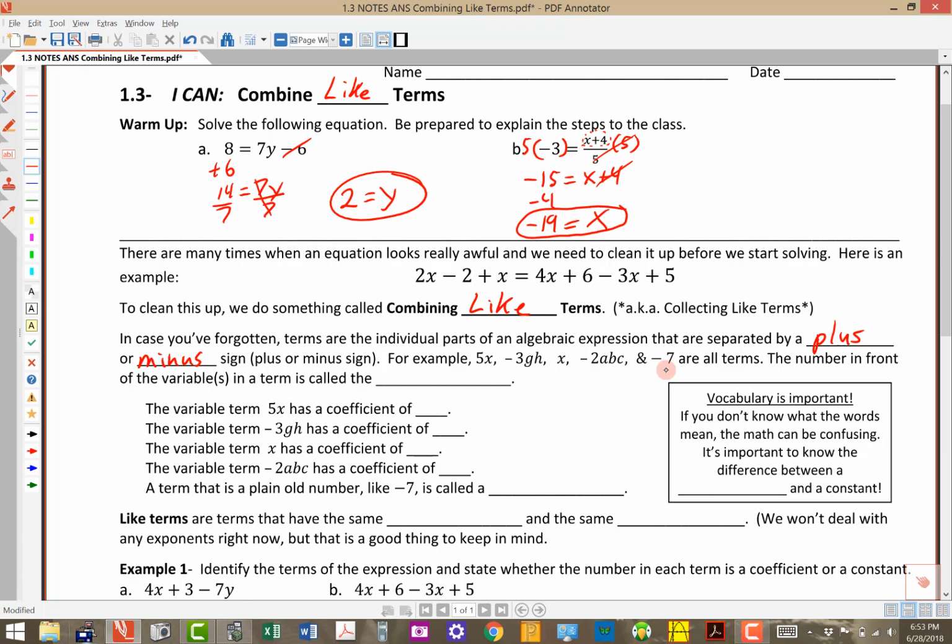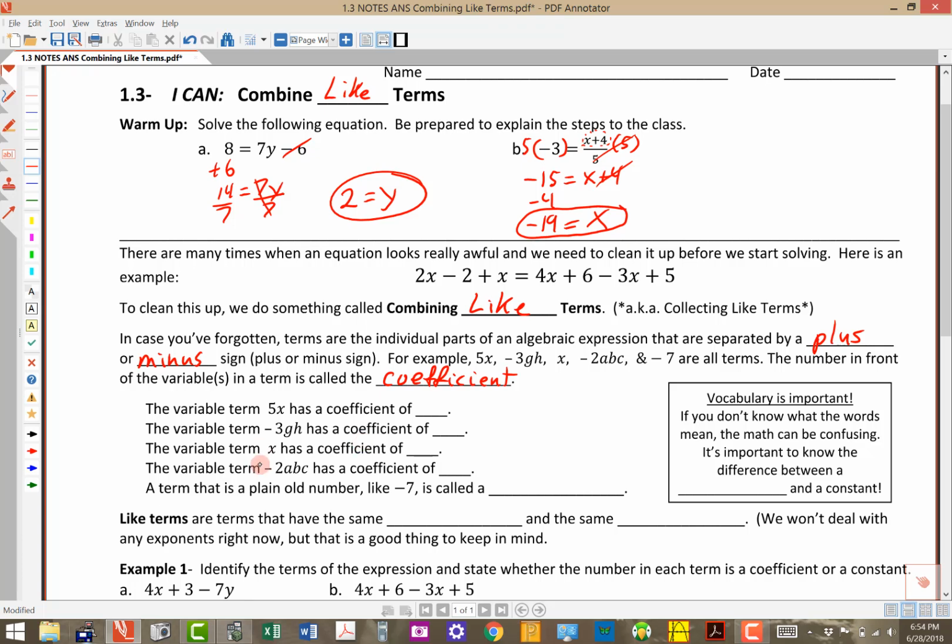Now, if they've got a variable, there's a special name for the number that sits in front of the variable. I'm hoping that you remember what that is, and maybe you see it down below. The number that sits in front of a variable that's being multiplied by that, it's called a coefficient. And I've got that name written down here several times.